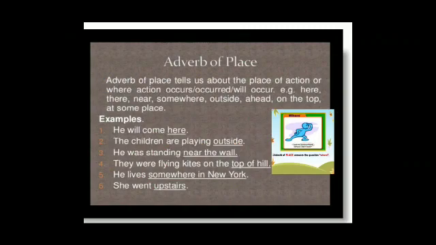Example you see in a sentence: he will come here. Where will he come? Here. The children are playing outside. Where are the children playing? Outside. He was standing near the wall. Where was he standing? Near the wall. Yes. Likewise, the underlined words are all what? Adverb of place.